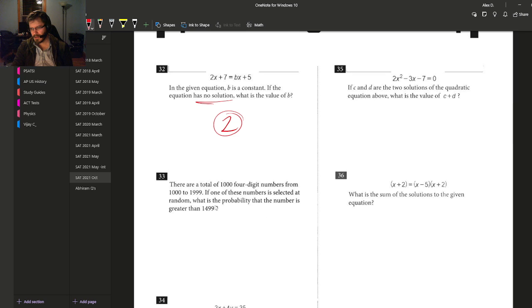Alright. Probability that is greater than 1499. So from 1499 to 1999 there are 500 numbers. Yeah. So 500 out of 999.